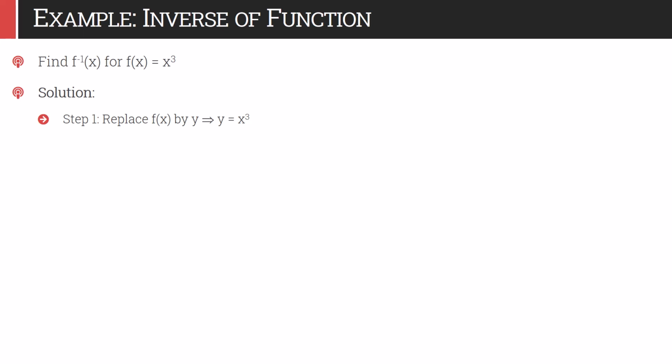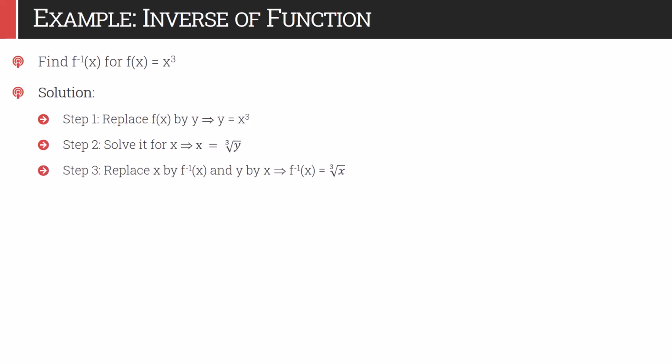Let us see how we can compute the inverse. It's a three-step process. In the first step, we have to replace f of x by y. Initially we have f of x is equal to x cube. So that will be y is equal to x cube. f of x we have replaced by y. In step 2, we have to solve it for the value of x. So y is equal to x cube will become x is equal to cube root of y. And finally, we have to replace x by f inverse of x and y by x in the output of step 2. So x is equal to cube root of y will become f inverse of x is equal to cube root of x.